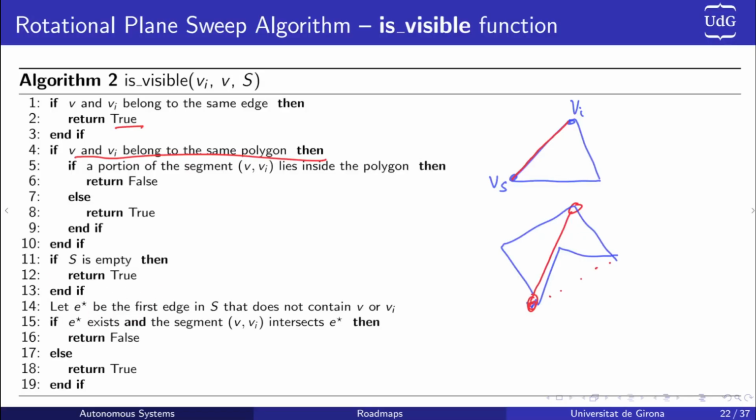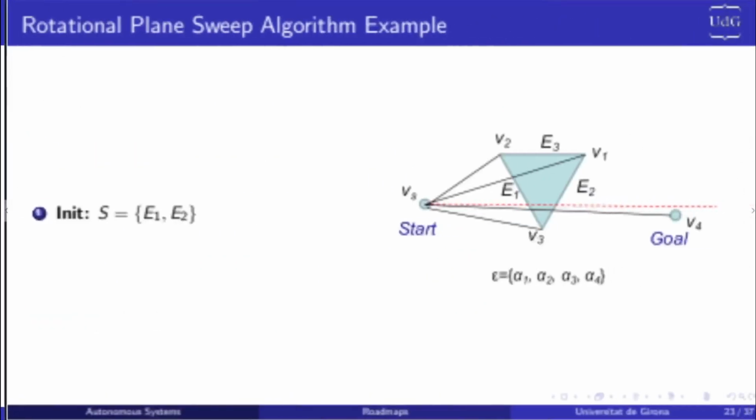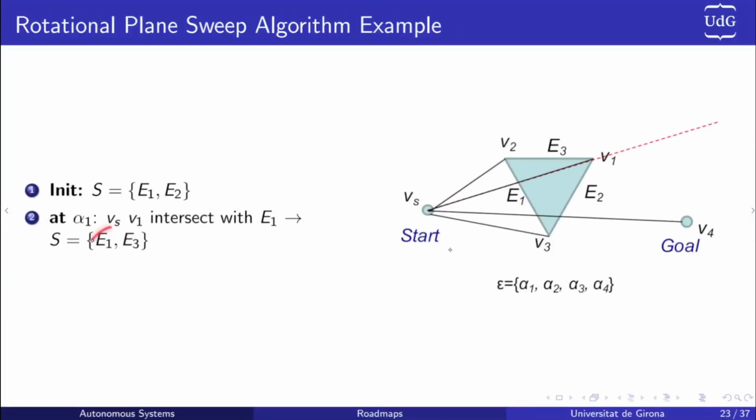Assuming that E star is the first edge in S that does not contain B or BI. Remember we have this set S here, and in this case we have BS and B1, then we want to check which is the first edge that does not contain BS, neither B1. For instance, E1 contains B2 and B3, so in this case it is this one. It's easy. But maybe imagine that the order was the opposite, because E3 already contains B1. We are not using this one. We are using the other.